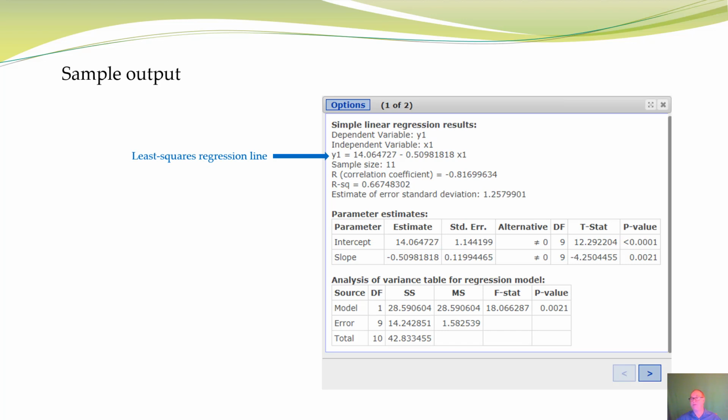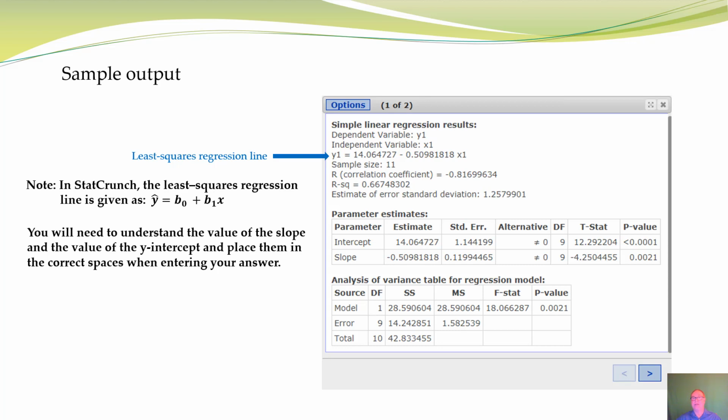y1 equals 14.064727 minus 0.50981818x1. You notice it's written in the form y hat equals b naught minus b1x, or plus b1x. Now, you will need to understand the value of the slope and the value of the y-intercept and place them in the correct spaces when entering your answer in StatCrunch.